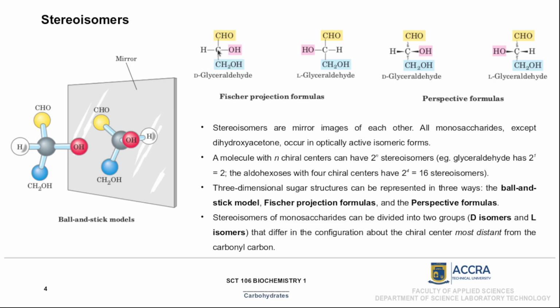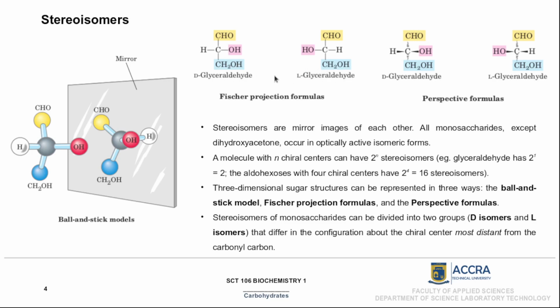And to find the number of stereoisomers for any monosaccharide, you have the formula 2 to the power n, where n represents the number of chiral centers in the molecule. Now, in glyceraldehyde, you have only one central asymmetrical carbon, and thus it has only one chiral center. And thus 2 to the power 1 is 2, and thus you have the aldotriose, glyceraldehyde, having only 2 stereoisomers. That is the D-glyceraldehyde and the L-glyceraldehyde.